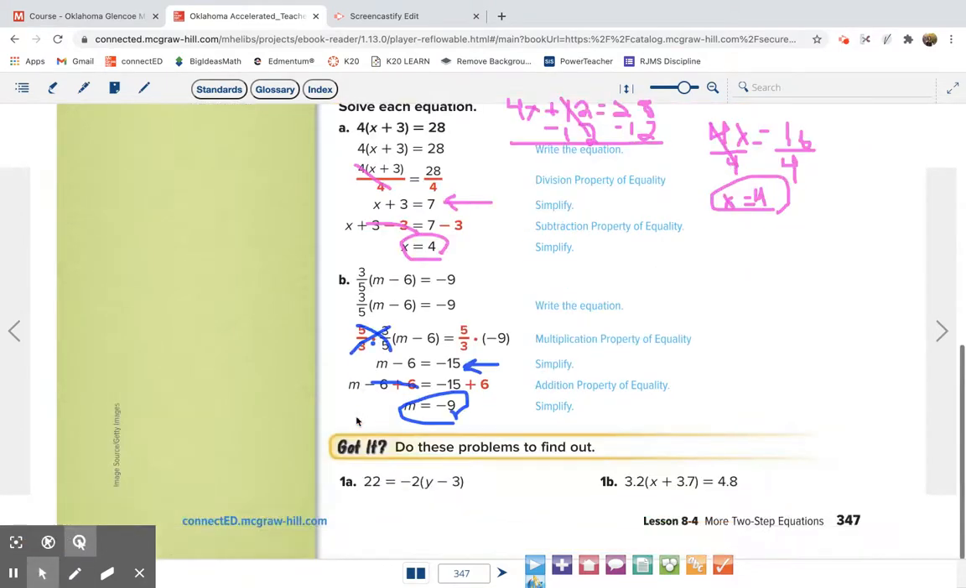Okay, so you're going to try 1a. You don't have to do 1b, just 1a.